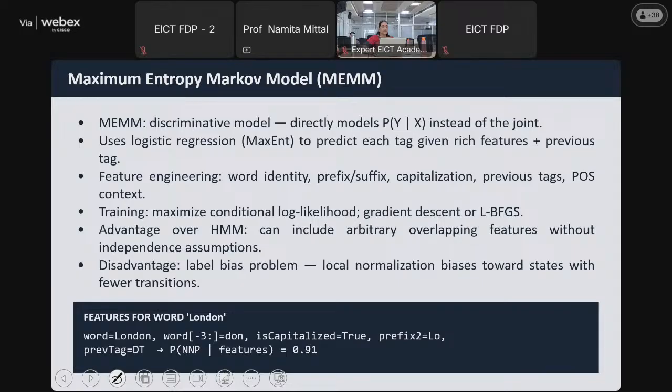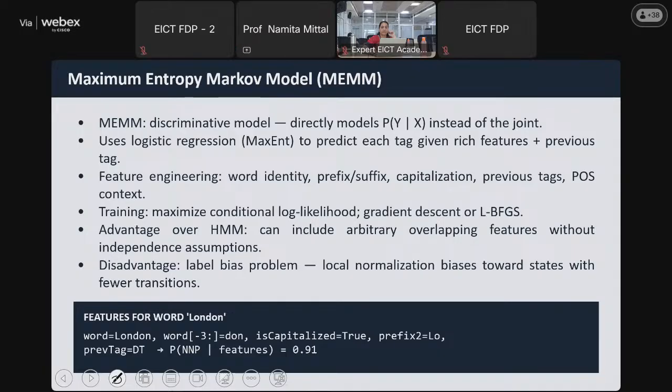So there is one more model, the maximum entropy Markov model, known as MEMM. It is a discriminative model. There are two types of model: one is discriminative, that is a classifier, and the second is generative. So we have a model of the probability of y when x has happened, instead of the probability of x and y together. That is what happens in discrimination. Logistic regression we'll see in classification also.